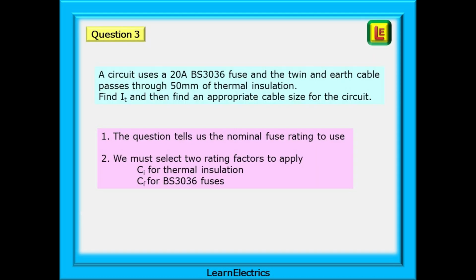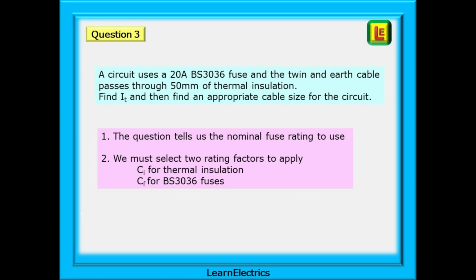This question tells us that a circuit uses a 20 amp BS3036 fuse and the twin and earth cable passes through 50mm of thermal insulation. The question asks us to find IT and to then find an appropriate cable size for the circuit. The question already tells us the nominal fuse rating to use, 20 amps.